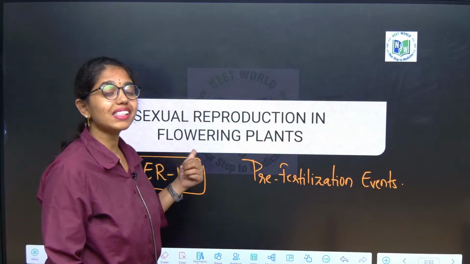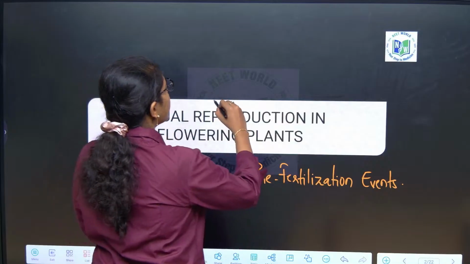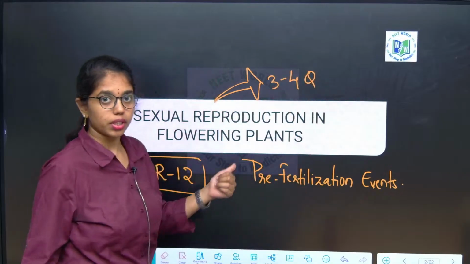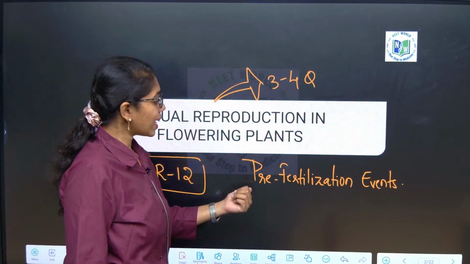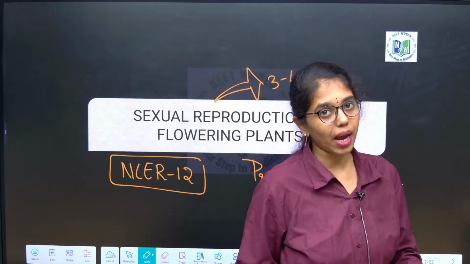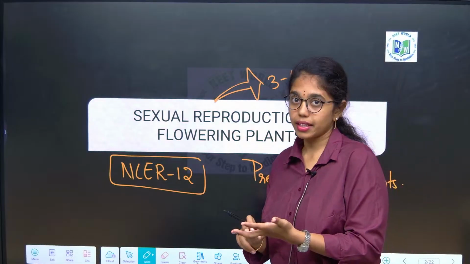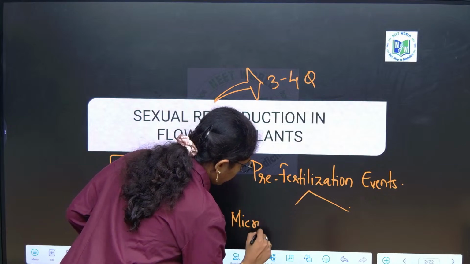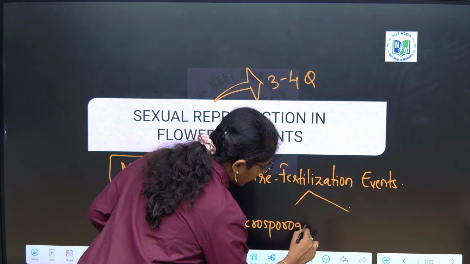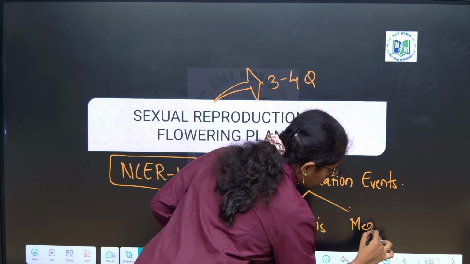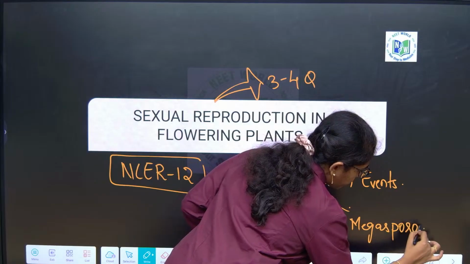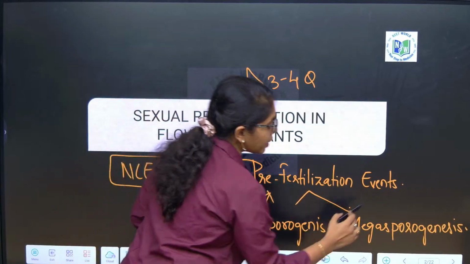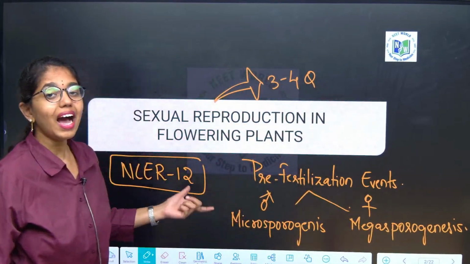As we all know, this is a very lengthy chapter, and every year you can expect 3 to 4 questions in the final NEET examination. Definitely 3 to 4 questions will come. What are the concepts included in this chapter? Pre-fertilization events, under which you will learn microsporogenesis and megasporogenesis, and in detail you will learn both the male gametophyte and female gametophyte of the angiosperm.